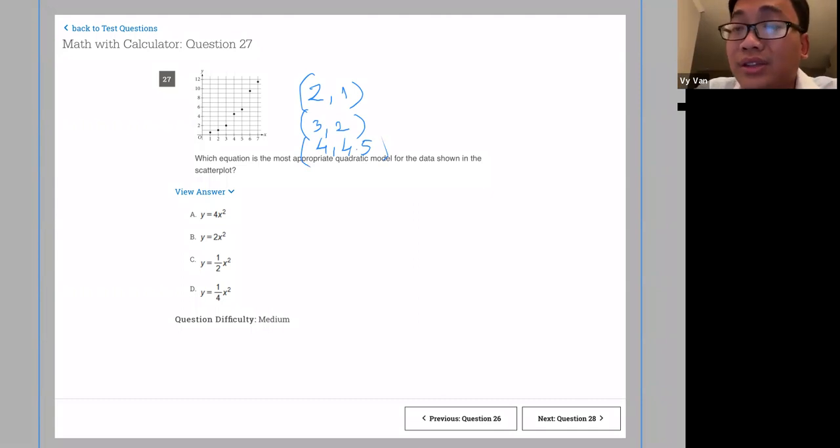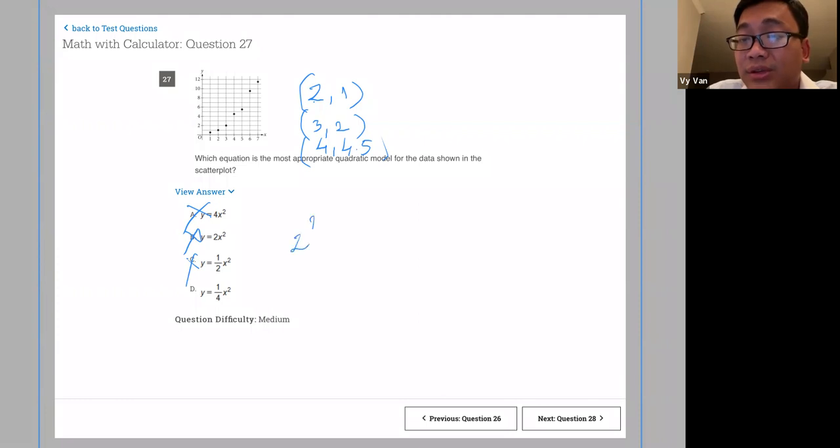Let's test a few of them and see which one works. It's very obvious. Let's plug in A. 2 squared is 4 times 4 is 16. Definitely not A. 2 squared is 4 times 2 is 8. Definitely not this. 2 squared is 4 divided by 2 is 2. I don't think it's this one either. But let's test G. 2 squared is 4 divided by 4 is 1.